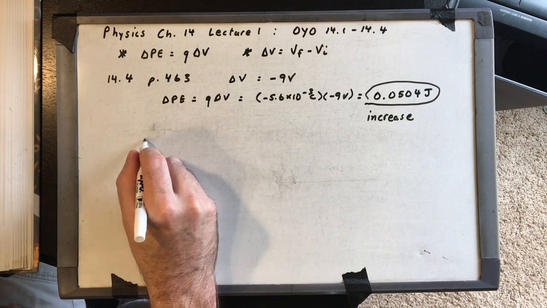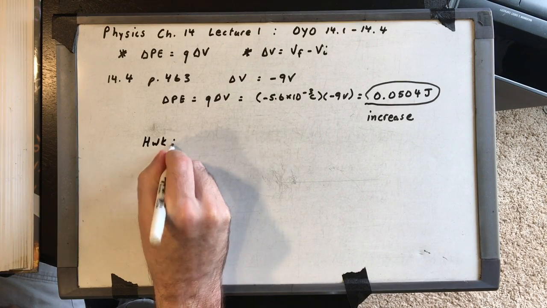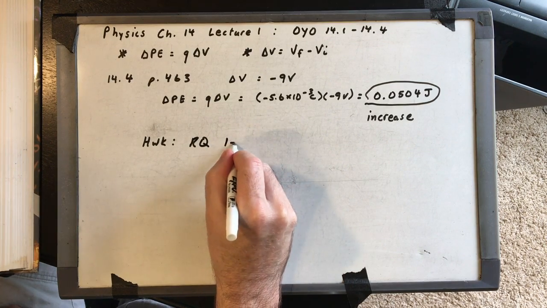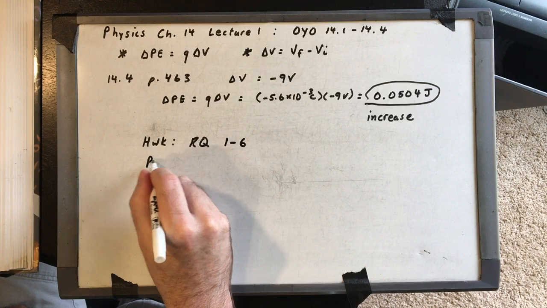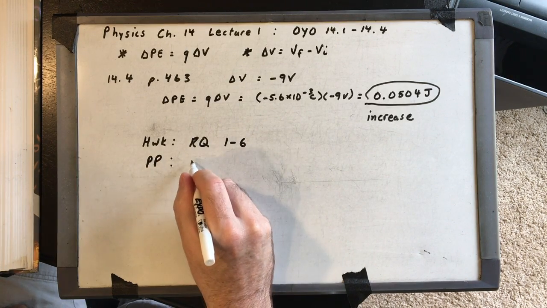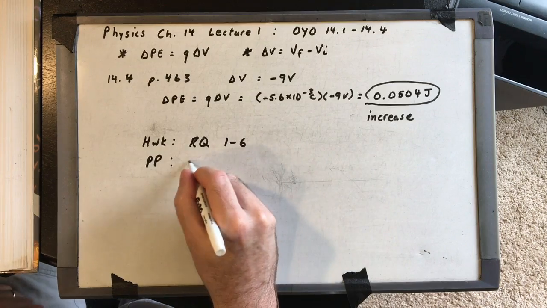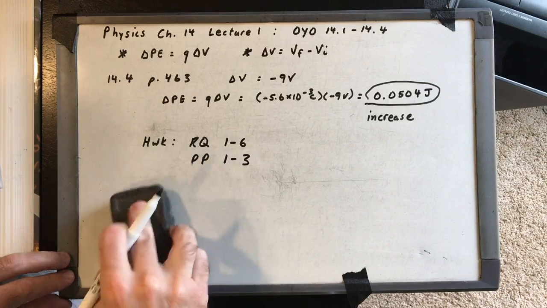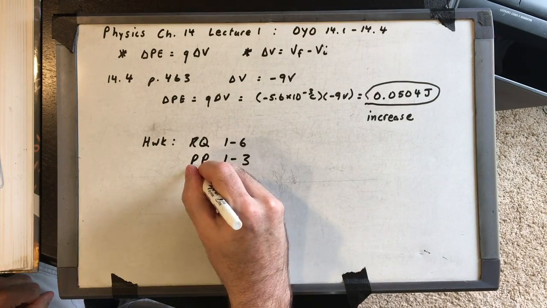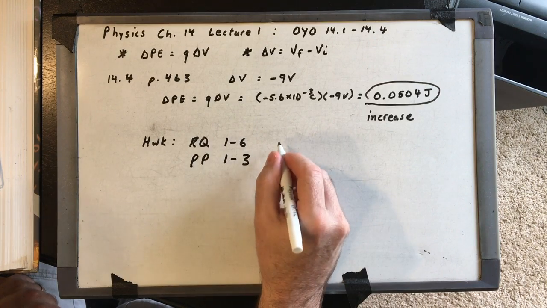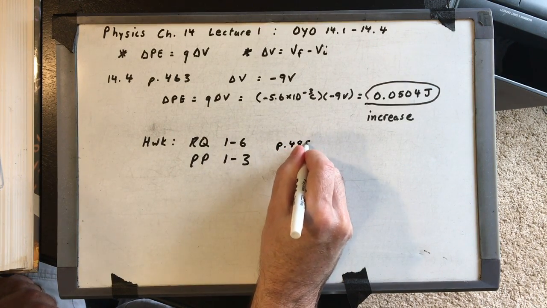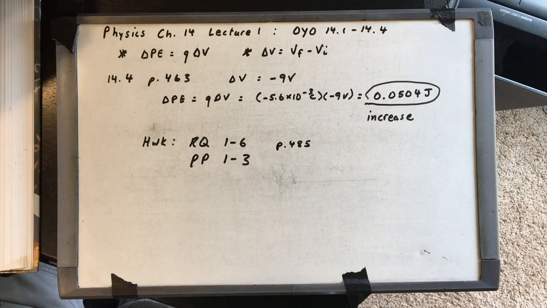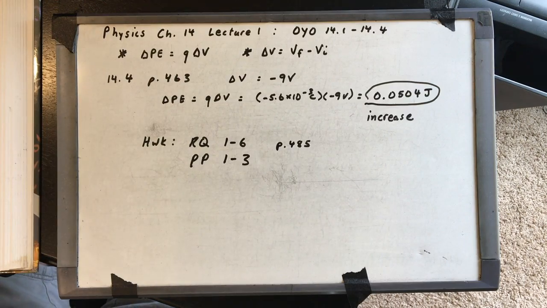The homework that you are capable of doing after this lecture, you can do the review questions 1 through 6, and you can do the practice problems 1 through 3. All right, review questions 1 through 6, practice problems 1 through 3, and those are on page 485 and 486. All right, with lecture 2, we'll work a few more on your own, and we'll see you next time.